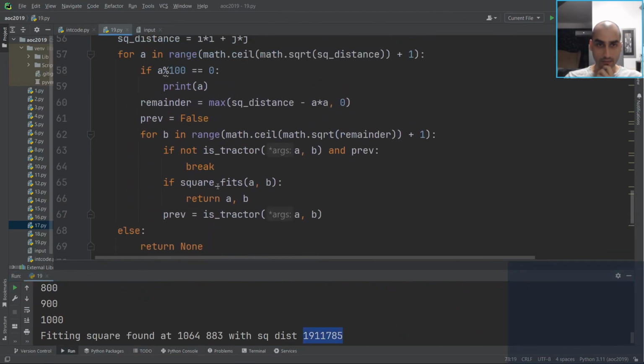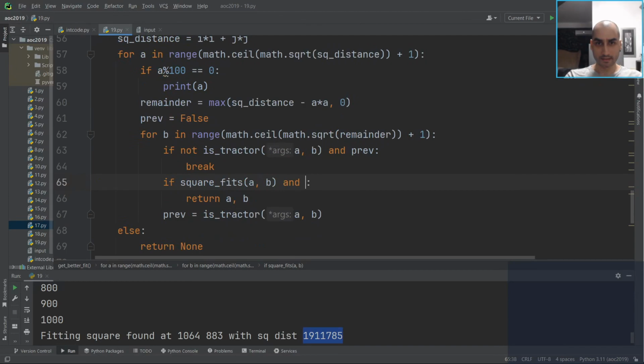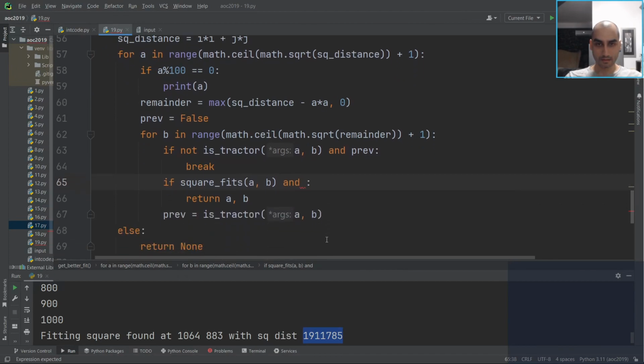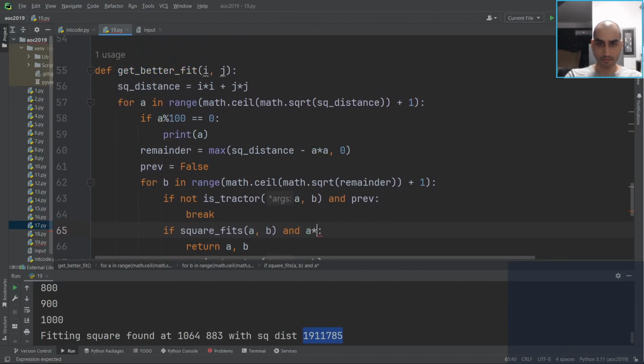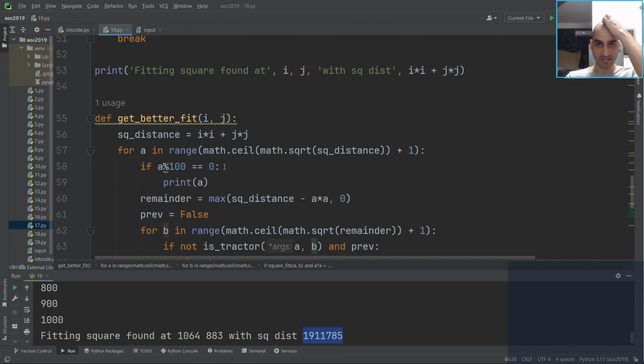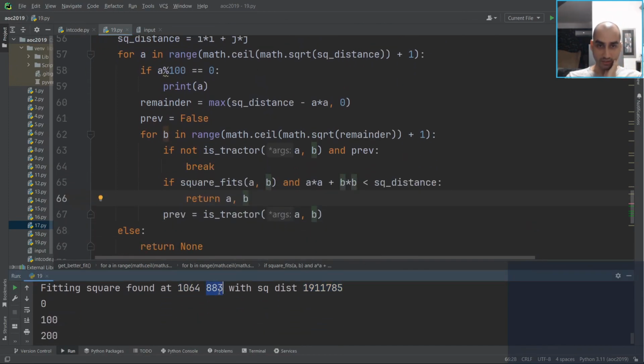Alright, so here we say return B if square fits and A times A plus B times B is strictly less than this, we return that. It seems we're just returning ij over and over again. So it looks like that might be the answer, 1064883.